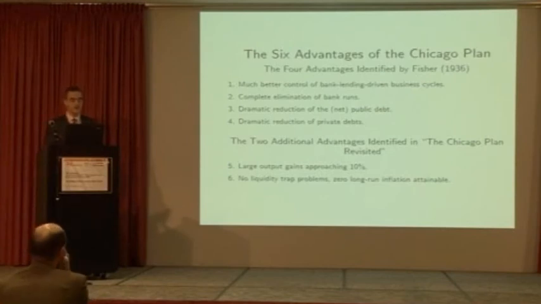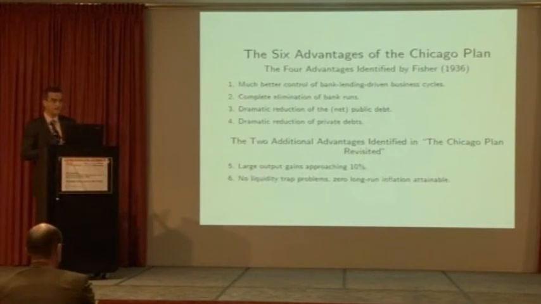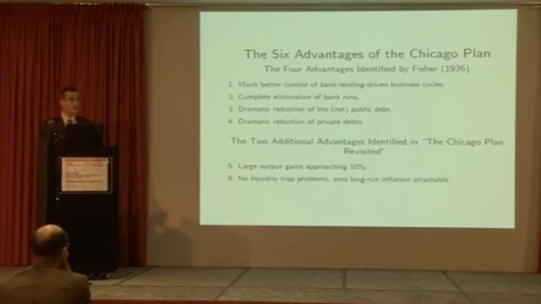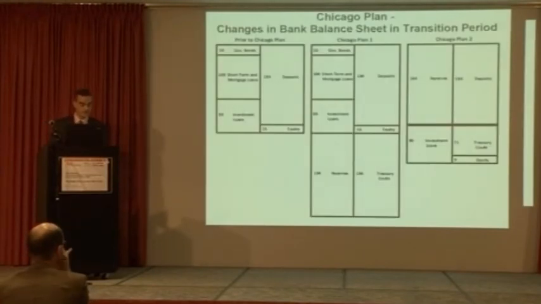And we fully confirm the advantages stressed by Fisher: much better control of bank lending-driven business cycles, complete elimination of bank runs, dramatic reduction of the net public debt, dramatic reduction of private debts. And then in addition to that, because we have used the DSGE model, we find some additional stuff that isn't so obvious if you don't try to model this. First, large output gains that approach 10%, and also elimination of liquidity trap problems, which at the current juncture of policymaking is actually of considerable interest.